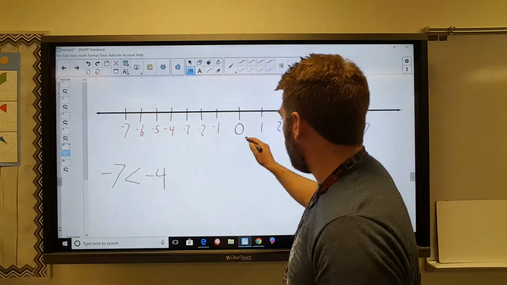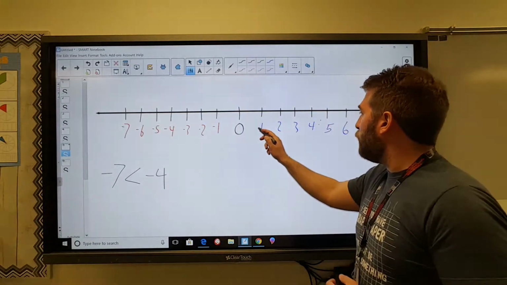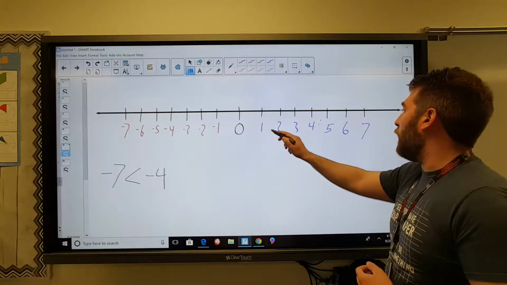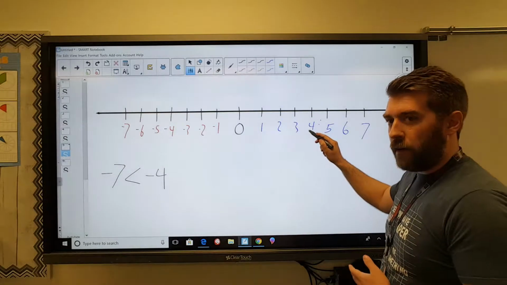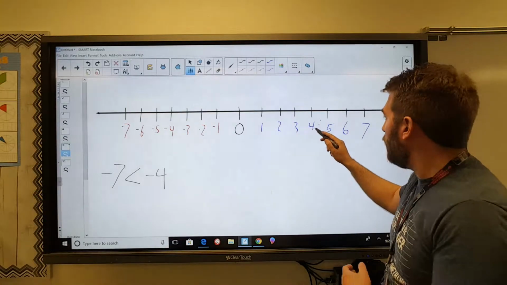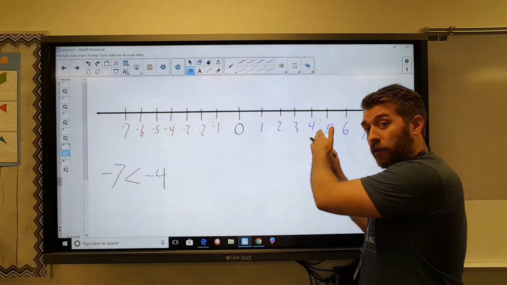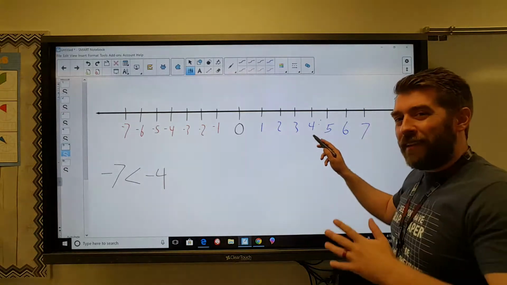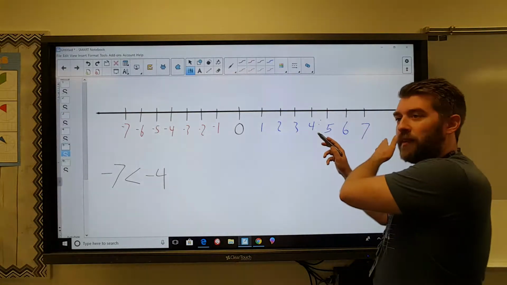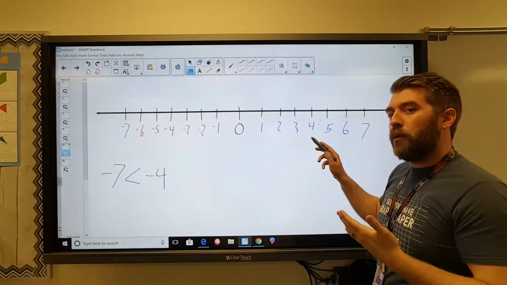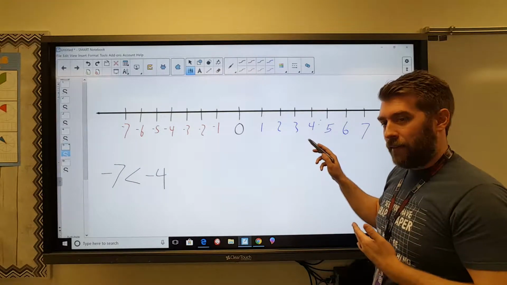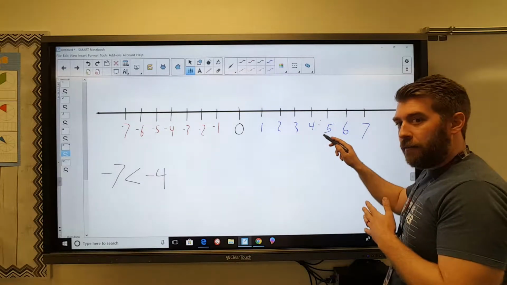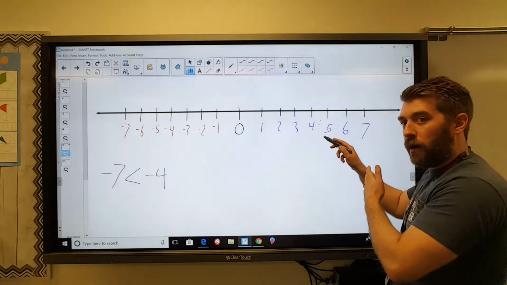For example, if I start on 0, as I move right, I'm getting bigger. If I started at 0 and moved 4 spaces right on a number line, well, I land on positive 4. Positive 4 is greater than 3, 2, 1, 0. But it's not greater than 5, 6, 7 because I haven't moved far enough to the right yet. If I wanted to move one more to the right, 5, I'm now greater than I was at 4.